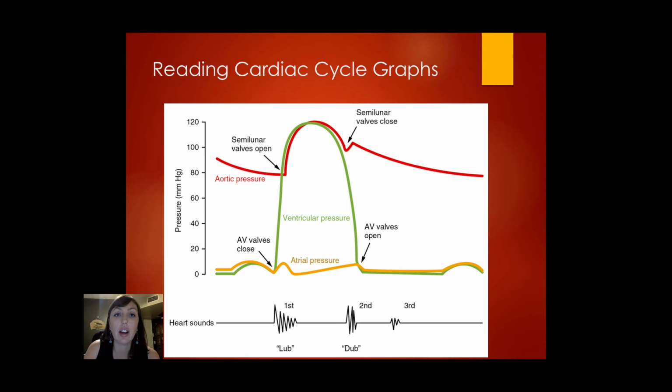Okay, so reading a cardiac cycle graph. When you're looking at the bottom here, you can see your heart sound, which is the first, the lub, the second, dub, and then the third, which usually you can't hear, but still exists. And this is all about blood rushing against those valves when they close. So the first, that lub, is the blood that is rushing against that atrioventricular valve as it's closing. And then again, the dub is when the semilunar valve is closing.